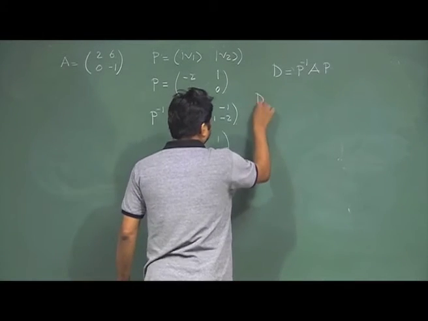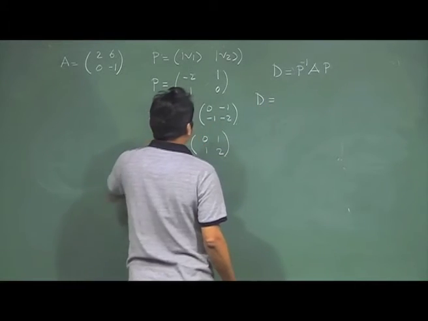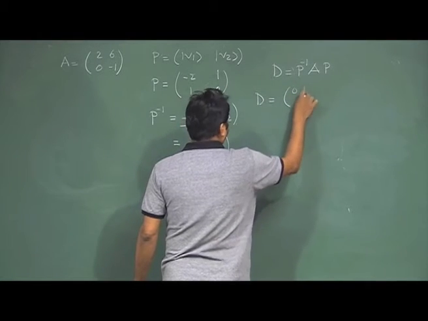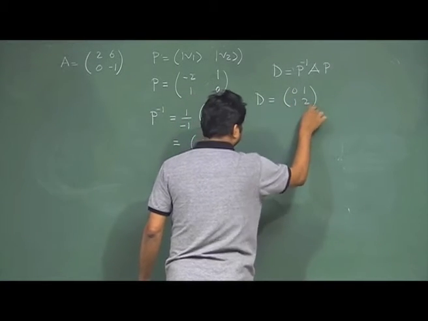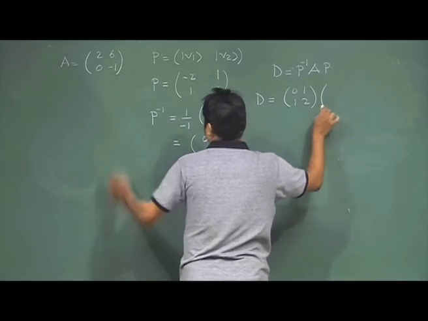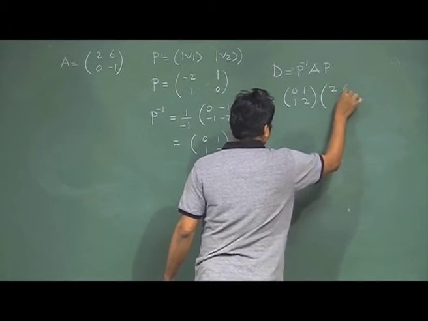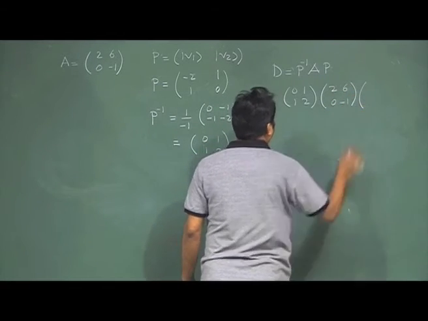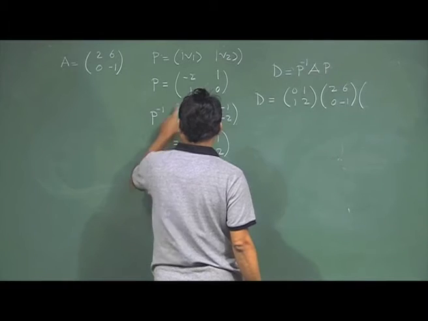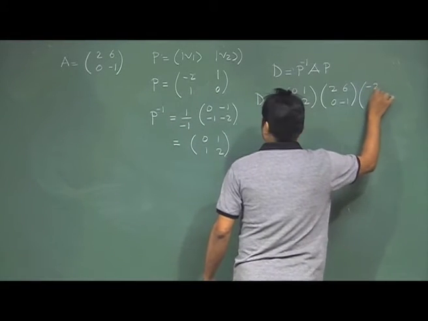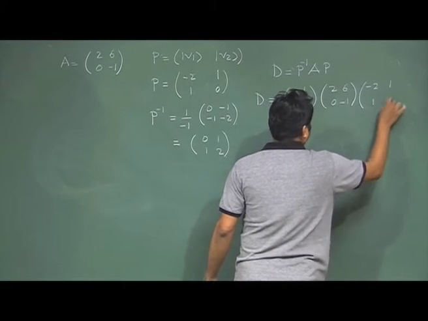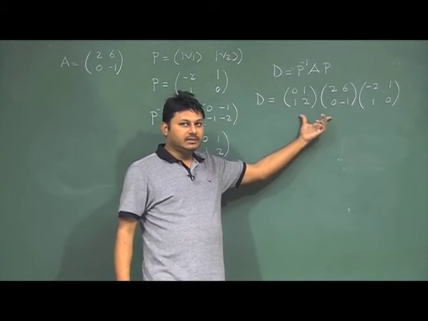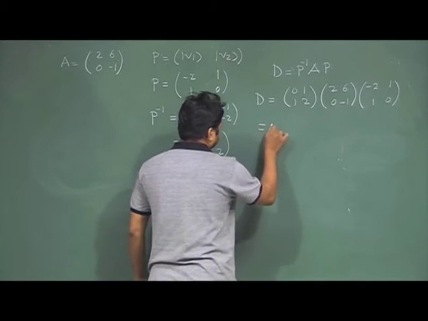So, my D matrix, which should be the diagonal matrix, should be P inverse, which I get as 0 1 1 2, times A, which is my original matrix, 2 6 0 minus 1, and finally P, which is minus 2 1 1 0. I need to calculate that. This will give me the diagonal matrix if I am right.